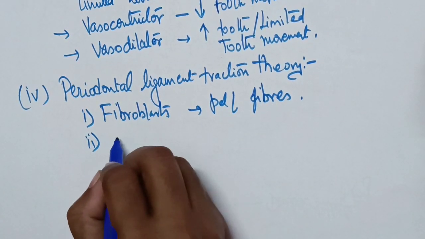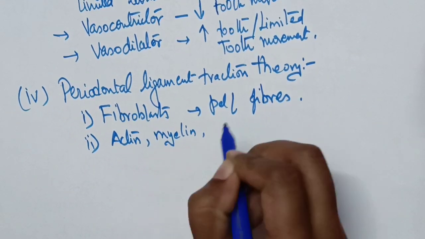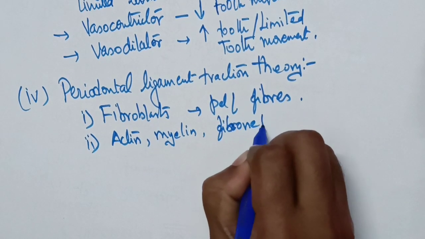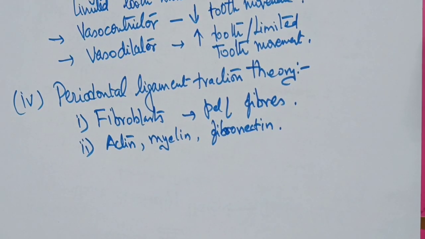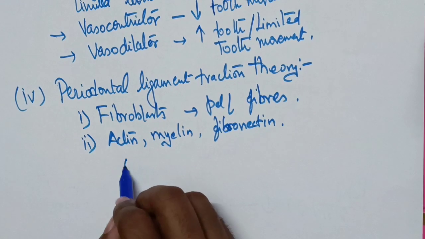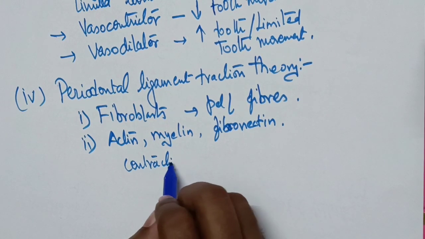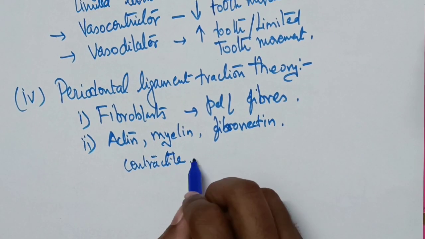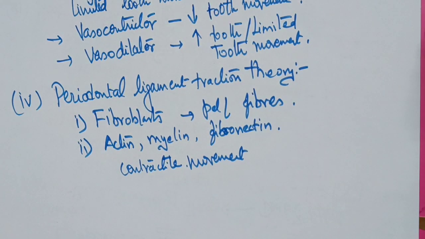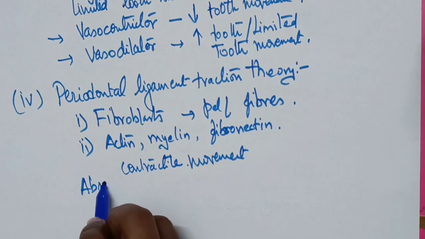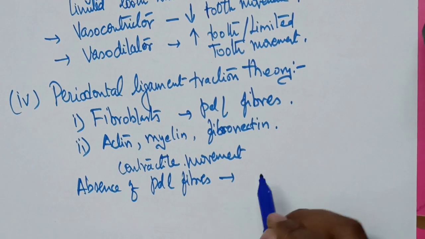Next is the role of actin, then myosin, fibronectin. All those things I have addressed previously. All these things help in the contractile nature, a contractile nature like your muscle, the contraction of the muscle, giving a contractile movement of the tooth to erupt in the cavity. In the absence of PDL fibers, the movement is restricted.